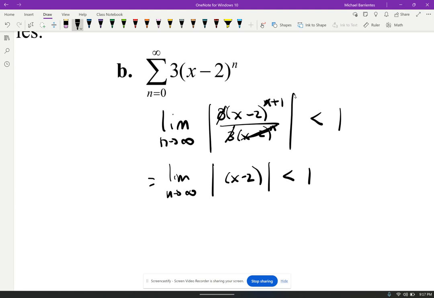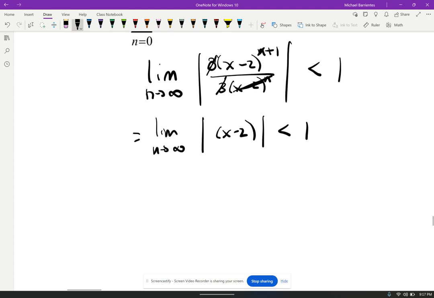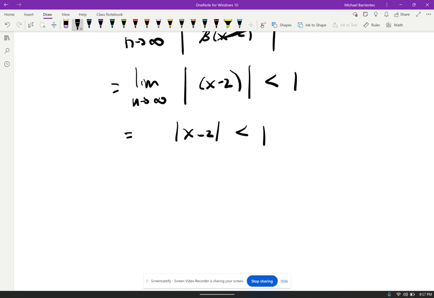But I'm taking the limit as n approaches infinity, but I don't see an n. So therefore, the limit is just this. And I want it to be less than 1. If it's less than 1, then I know that my series will converge. Well, now I need to solve this absolute value expression. And the absolute value, we can take away by rewriting it as this. And then we can add 2 on both sides. And when I do, I'm left with this.